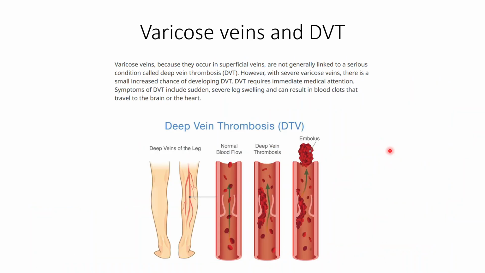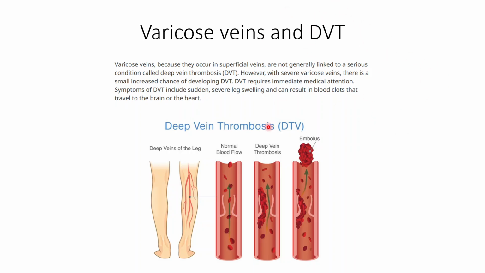So now what is DVT? This is a more serious version of this, where the deeper veins that I mentioned that are supplying blood to the muscles can essentially have this embolus forming in them. So deep vein thrombosis. So what does thrombus mean? Thrombus is a clot, right?